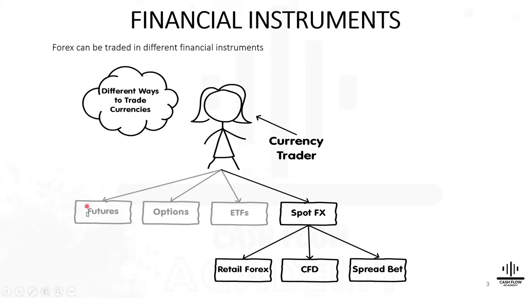Now, we have different instruments listed here. We have futures, we have options, we have exchange traded funds, and then we have spot FX. Spot FX can be divided into 3: retail forex, CFD, which is contract for difference, and spread bets. Okay, so I'm going to be explaining each of these instruments just to give an overview of the instruments that can be used in trading the forex market.